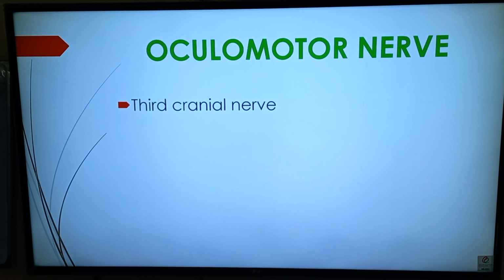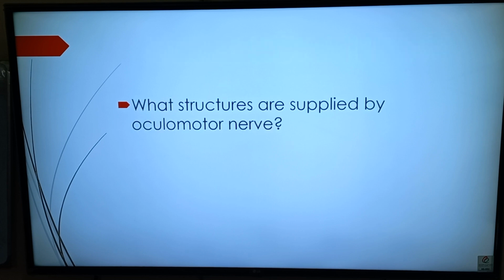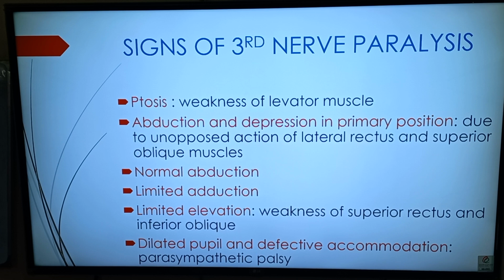So we all know that the oculomotor nerve is the third cranial nerve. What structures are supplied by the oculomotor nerve? First we are going to discuss the signs of third nerve paralysis so that it gets easy, and we'll be discussing the causes later on.